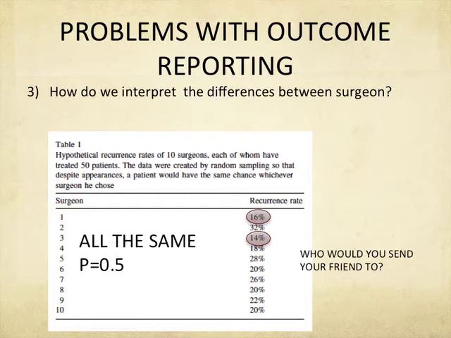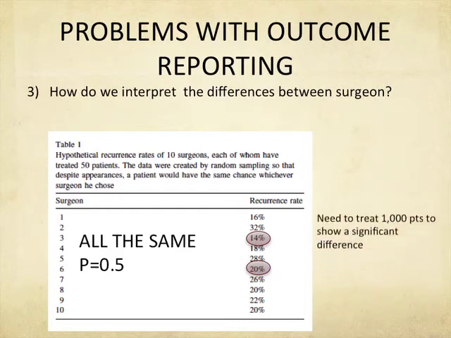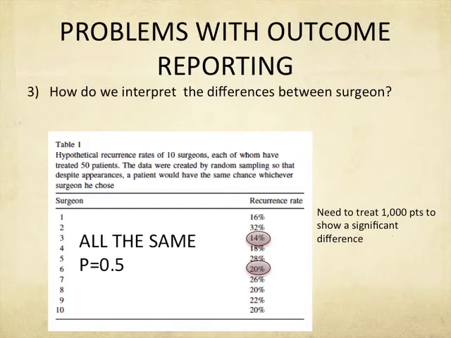And to drive the point home a bit more, if you just look at surgeon 3 and surgeon 6, in order for those two surgeons to actually have a significant difference in their recurrence rates, they would each have to do about 1,000 surgeries in order to gain the power. The biggest difference is who they're operating on.